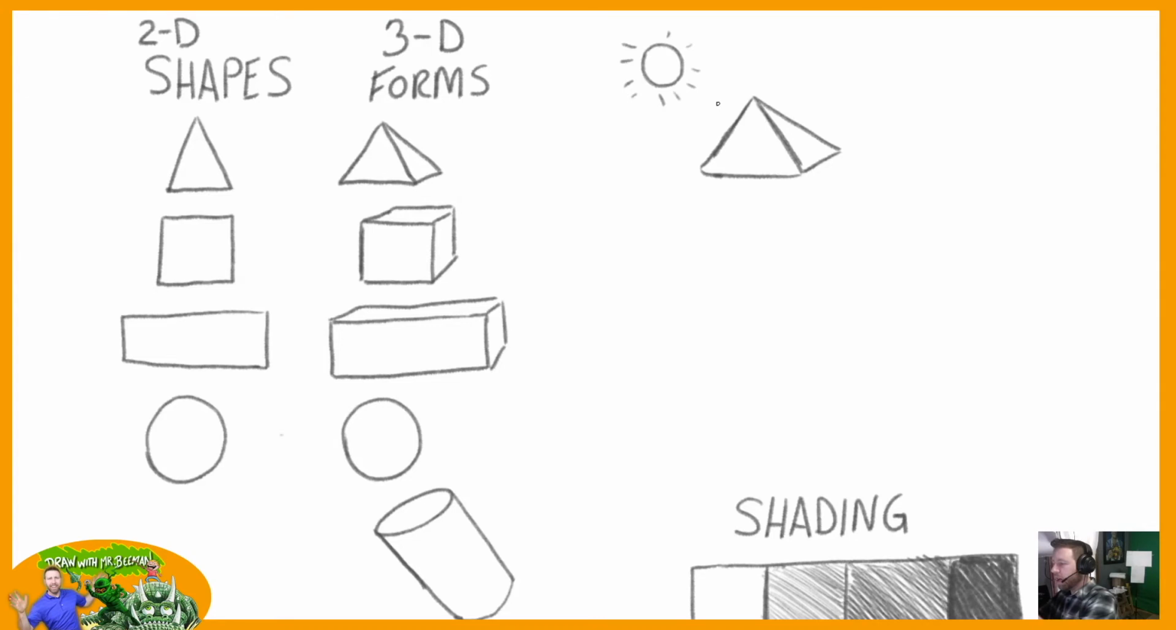This side will be the lightest, and this side will be the darkest because this is facing away from the sun. The sun cannot reach it because of this lighter side. And then the prism will cast a shadow onto the ground.